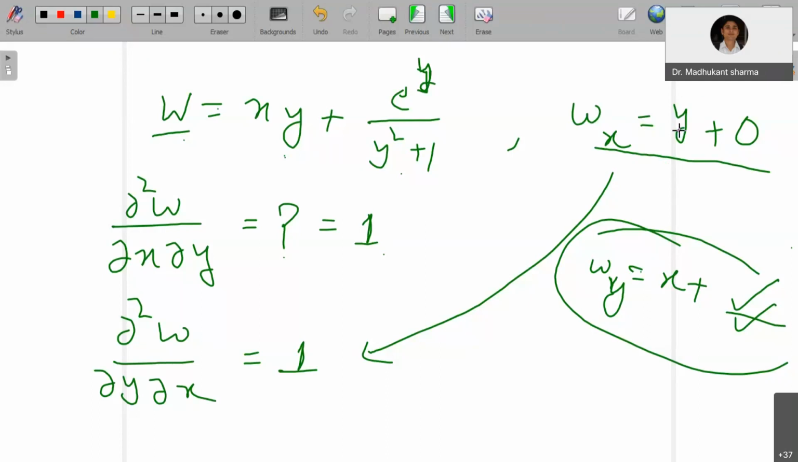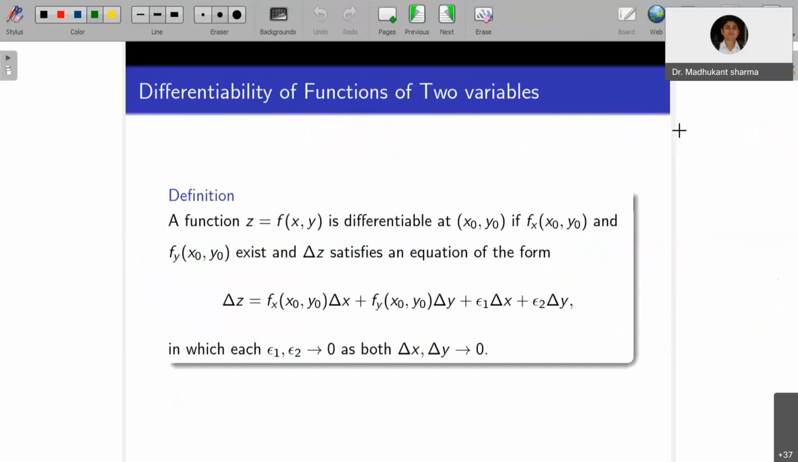Okay. Right. So now we are in a position to define the differentiability of functions of two variables, and then we will end the lecture.